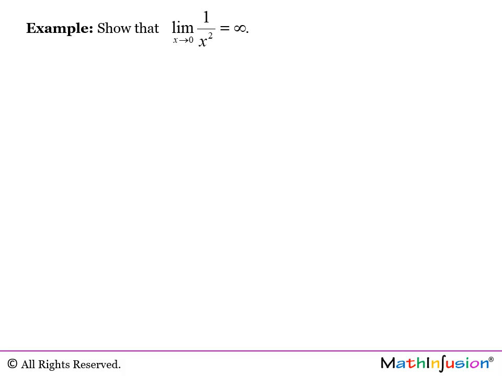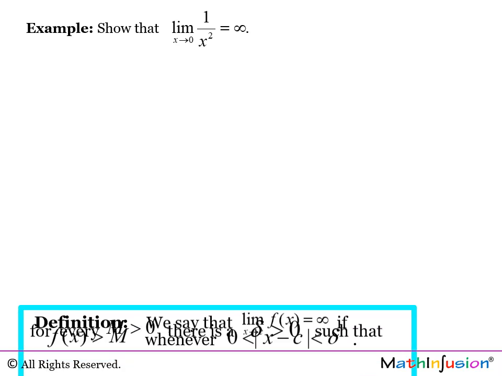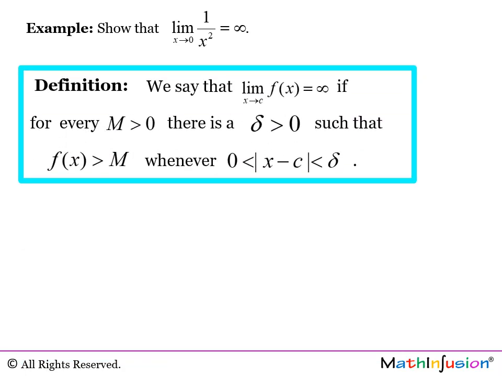We want to show that the limit of 1 over x to the power of 2 when x approaches 0 equals infinity. Here's the definition, and we have to do it now using the definition. So if before, in finite limits, we had to find delta as a function of epsilon, now the delta has to be a function of M.